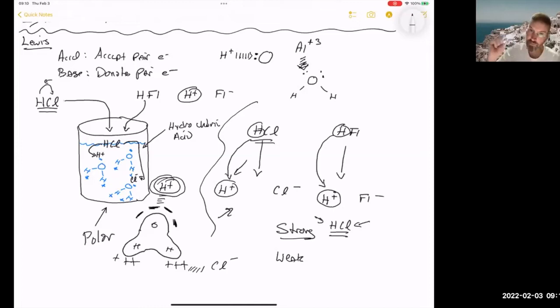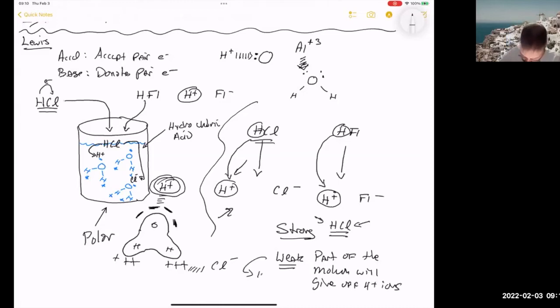So every molecule of HCl will give off a hydrogen ion 100% of the time. Weak acids, only part of the molecules will give off hydrogen ions. So a weak acid, maybe you put 100 molecules of a weak acid in water, and 60 of the molecules give off hydrogen ions, but 40 of them do not, right? So it only partially dissociates, and so that's what makes it a weak acid.